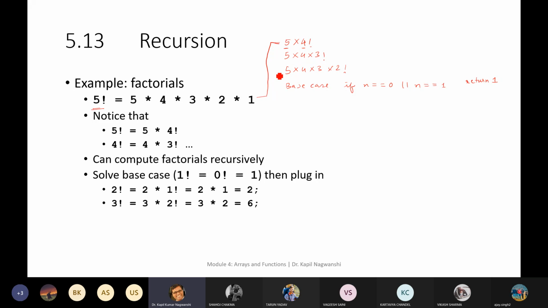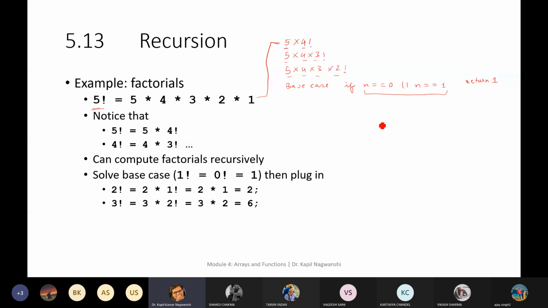So in this factorial problem, you can see that it is n multiplied by n minus 1. Each and every time you can see the same step, and that's why you can solve the factorial problem. It can compute factorial recursively and solve the base case, where 1 factorial equals 0 factorial equals 1. So here we have written that factorial of 0 and factorial of 1 is 1, and the remaining ones will be likewise.